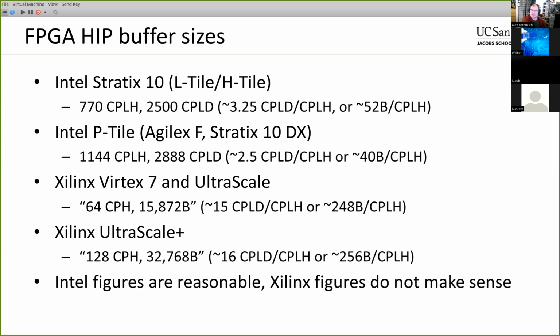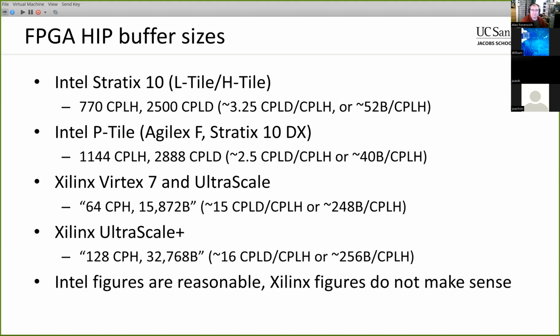this is what the documentation has to say about the buffer sizes for Stratix 10, L tile, and H tile. They have 770 header credits, 2,500 data credits. That's pretty reasonable. You get 3.25 data credits per header credit, or about 52 bytes per header, which is perfectly reasonable, because if you're running in a situation where you have a mix of large and small operations, you're going to run into the data credit first, which is fine, because that's still quite a bit of outstanding data, and you can get a pretty good throughput with that.